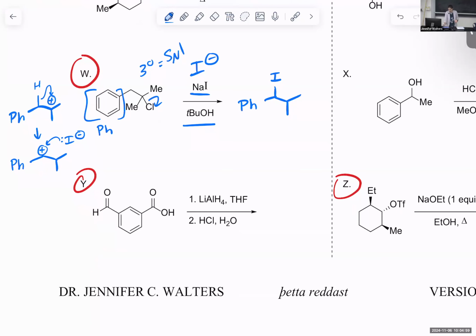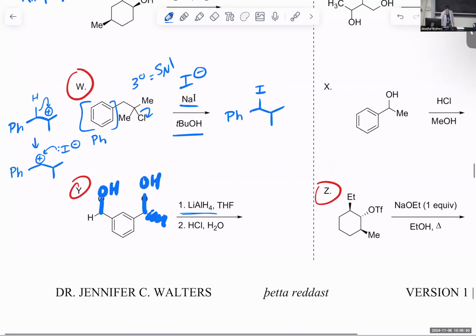For Y, this basically, we already did this one, because that was a question of what do you do with LAH? It reduces every carbonyl. So this becomes OH, this becomes OH, and you lose everything else. LAH reduces every single carbonyl. It is not selective. The technical term is promiscuous. It reacts with everything. Well, every carbonyl.